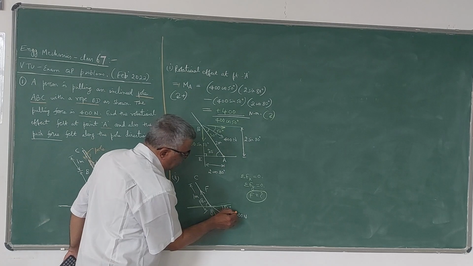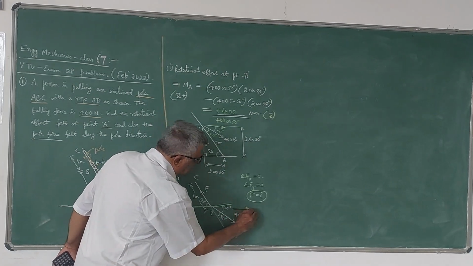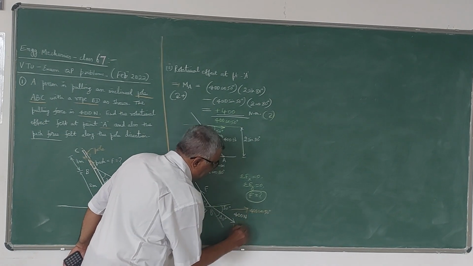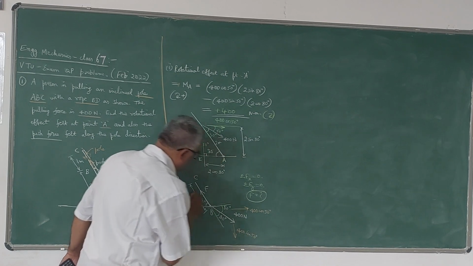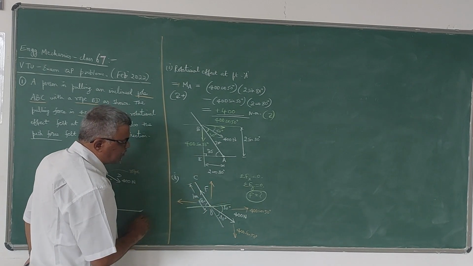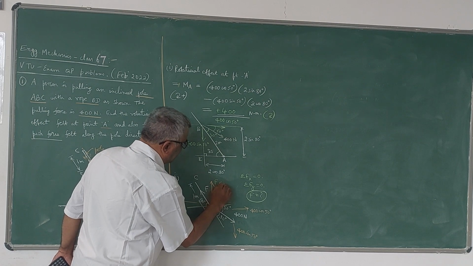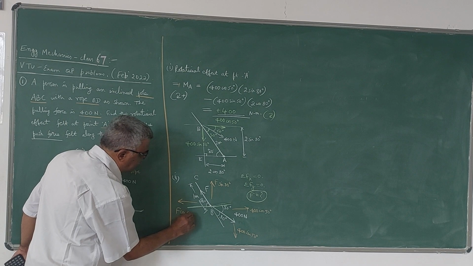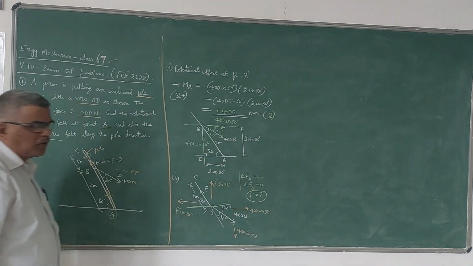Let me resolve this 400 Newton force. Horizontal component is like this, vertical is like this. Horizontal component is 400 cos 50, vertical component is 400 sin 50. Whereas here if you resolve, this is the horizontal component, this is the vertical component. So vertical component is F sin 80, whereas horizontal component is F cos 80. Now either you can use this equation or this equation to get the unknown F value.